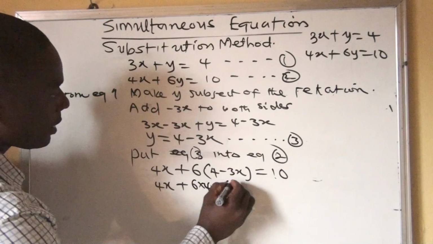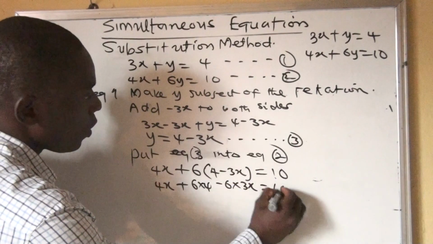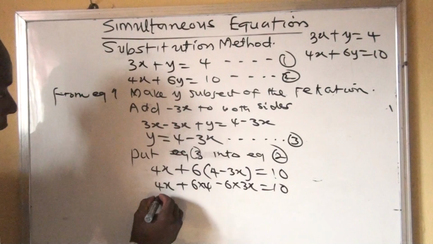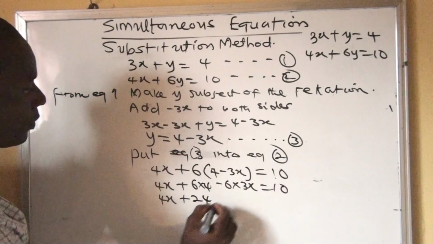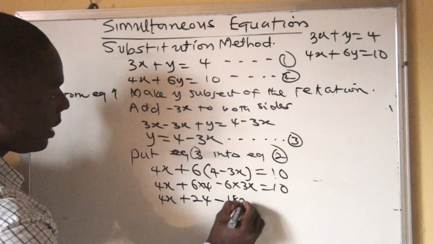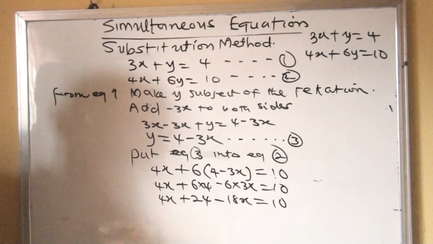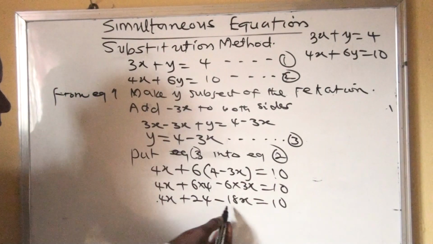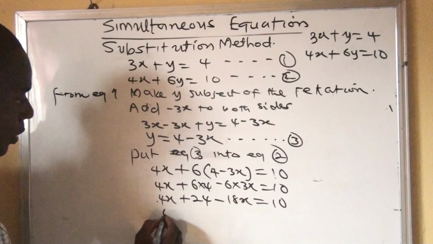Here it becomes minus 6 times 3x is equals to 10. So here it becomes 4x plus 24 minus 18x equals to 10. Okay, now we look at these terms. This is 4x and this is minus 18x. So we put them together.